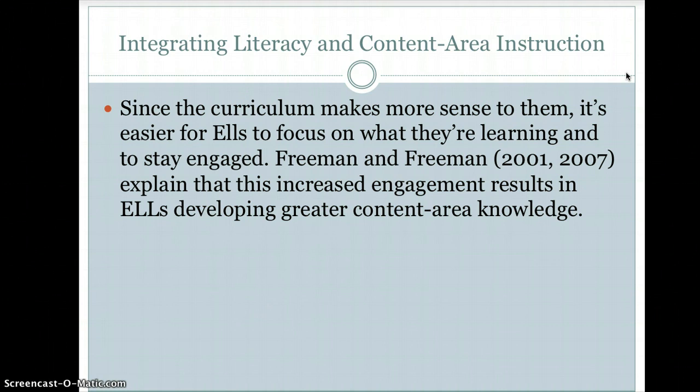Since the curriculum makes more sense to them, it's easier for English language learners to focus on what they've learned and they stay engaged. Freeman and Freeman explained that this increased engagement results in English language learners developing greater content area knowledge.